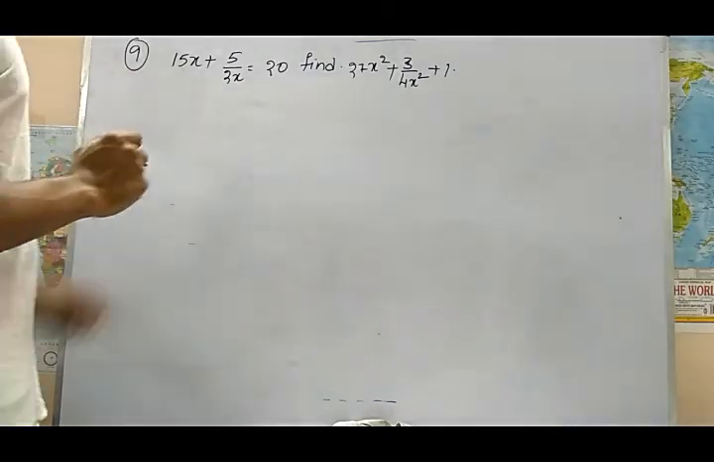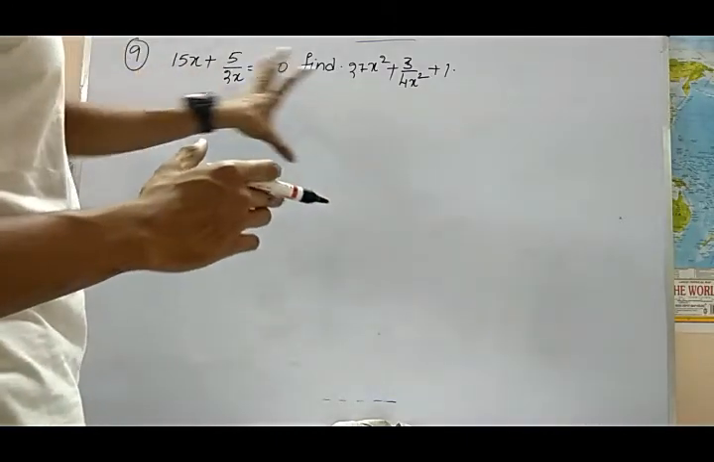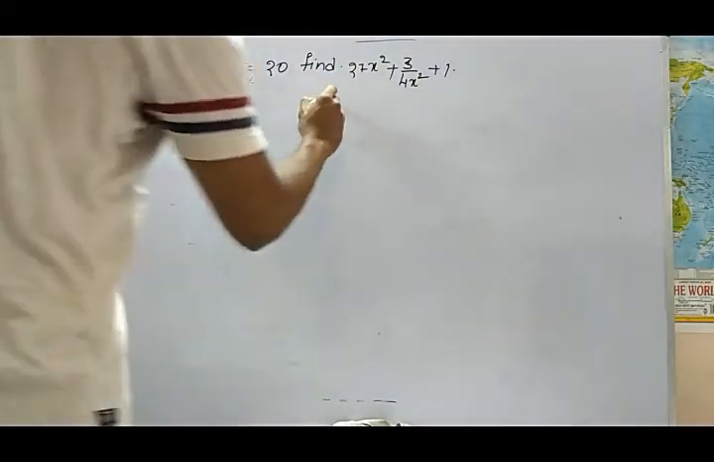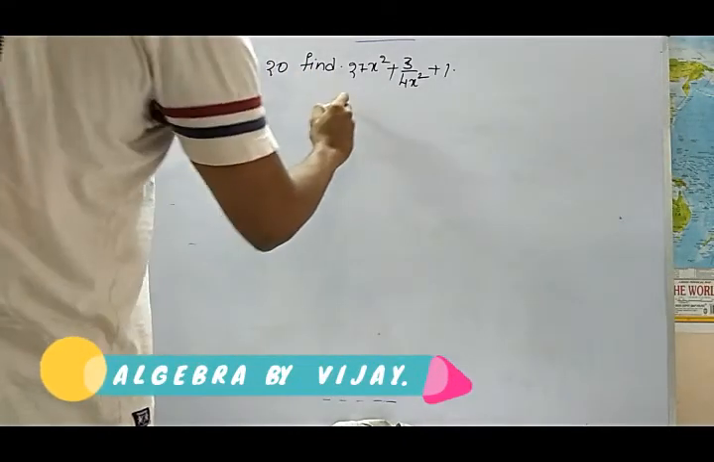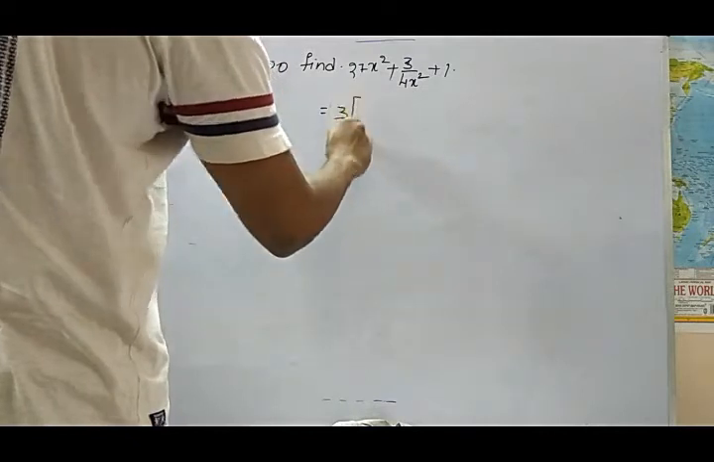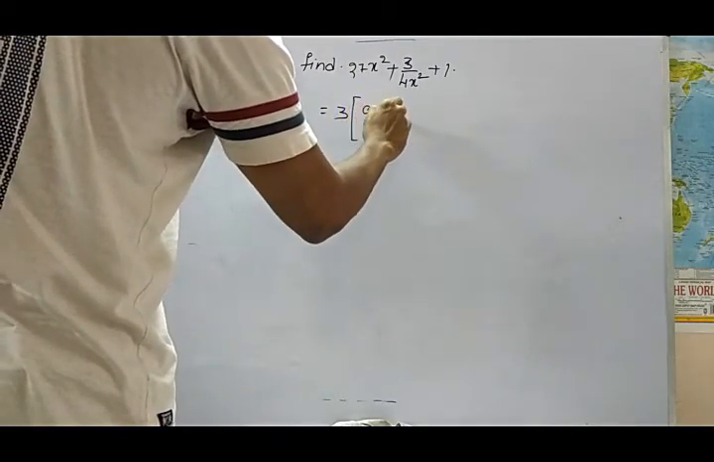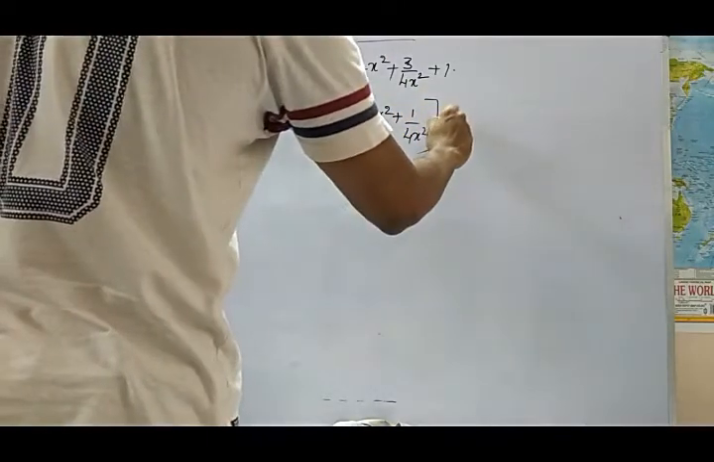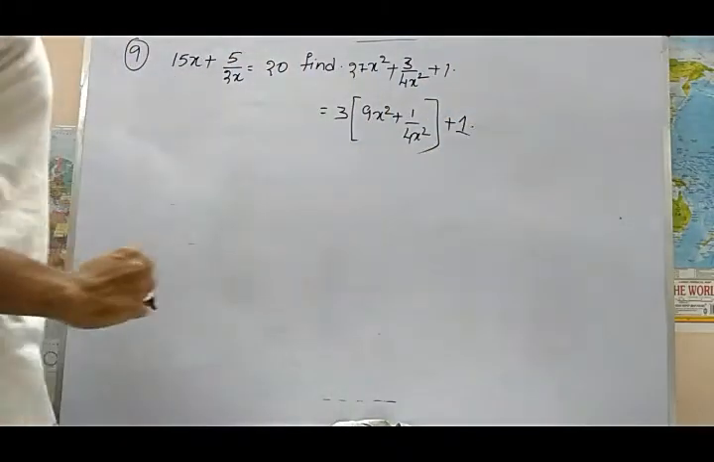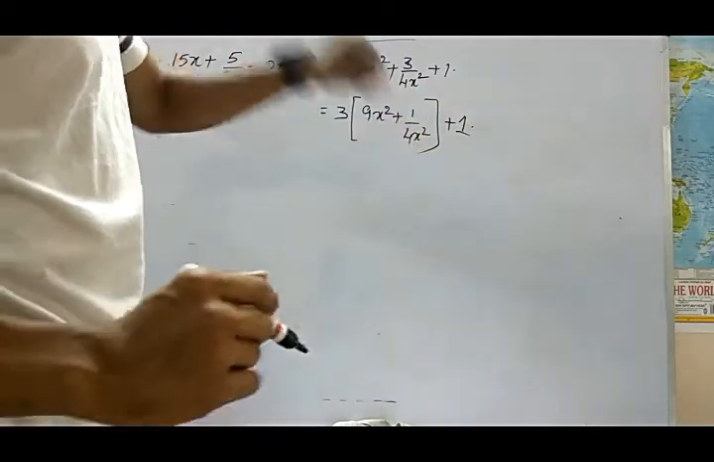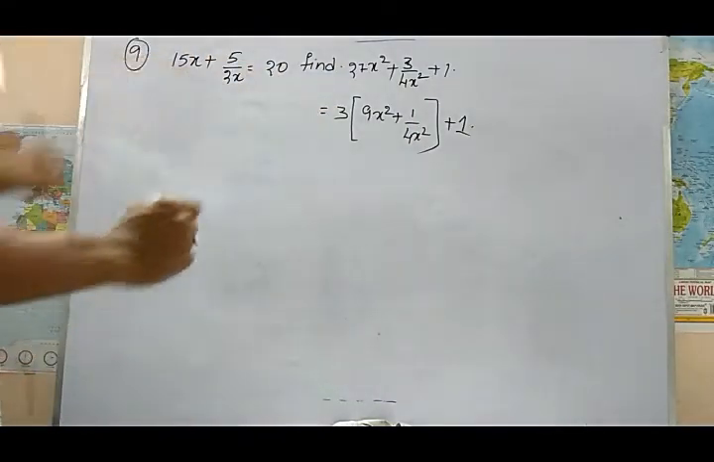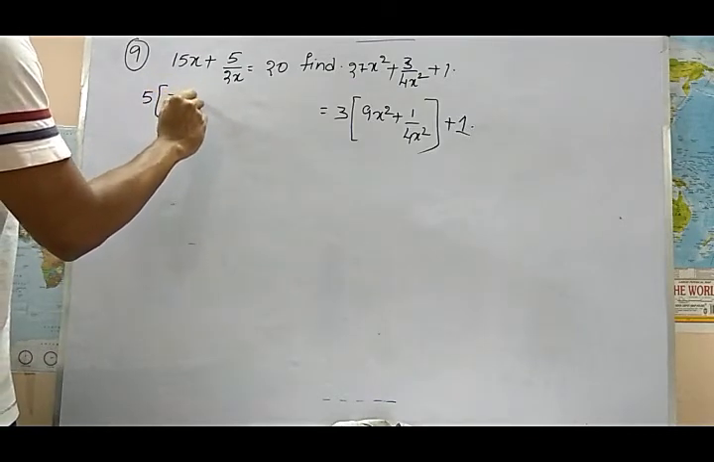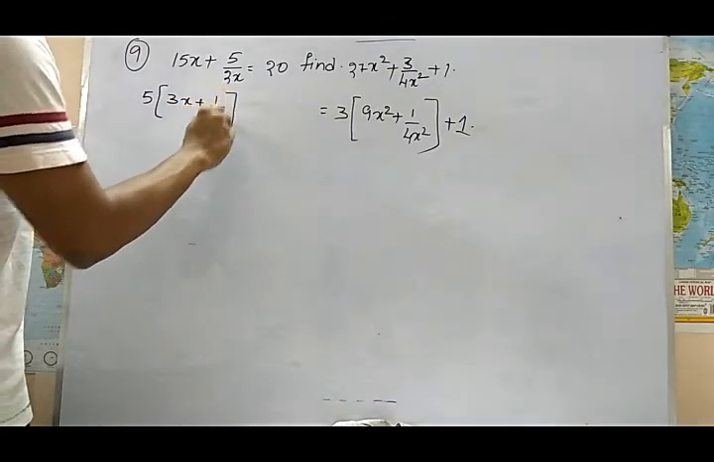Okay, what we need to do here is observe one thing. First we will take the question part. What they asked, we will take that part, and we can get to know that we can take 3 common here. So take 3 common. What we will get? 3 times 9x square plus 1 by 4x square, keep it in brackets, plus 1. So what we got here? 9x square plus 1 by 4x square. So come on to the question part. So here also we can take 5 common. You can observe that clearly. You can take 5 common. 3x plus 1 by 2x equal to 20.